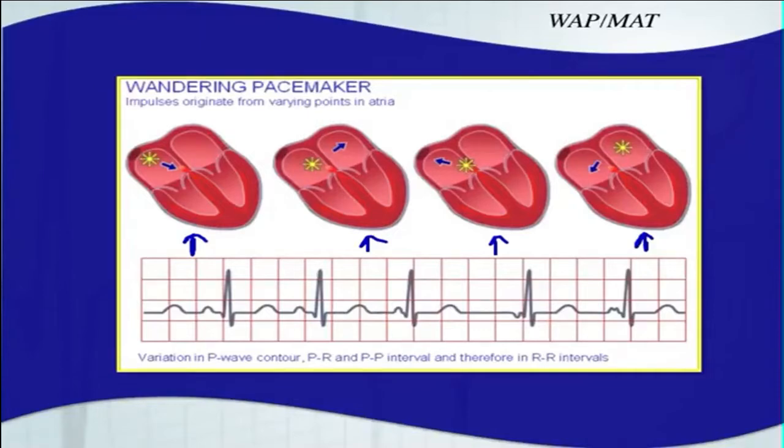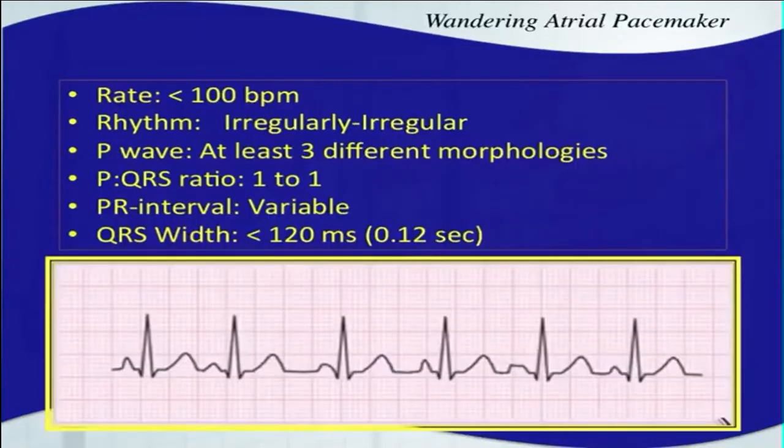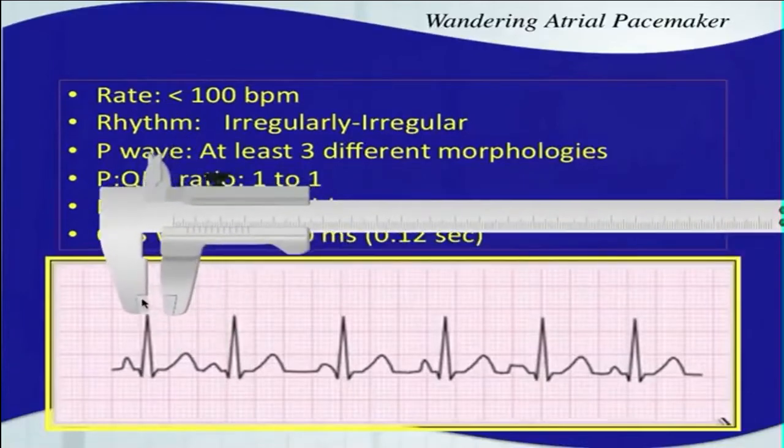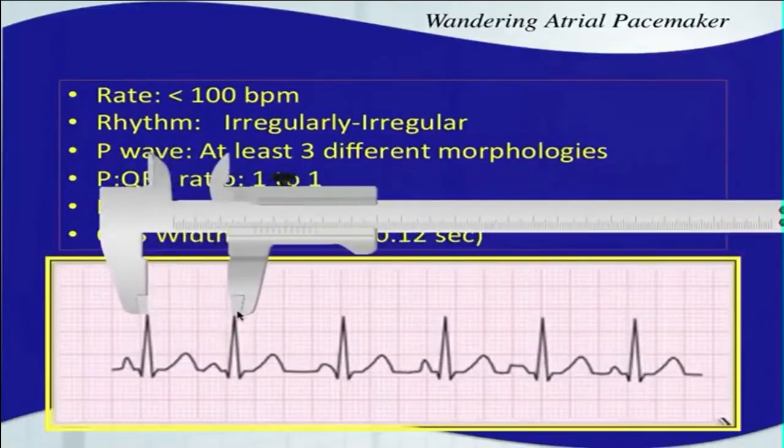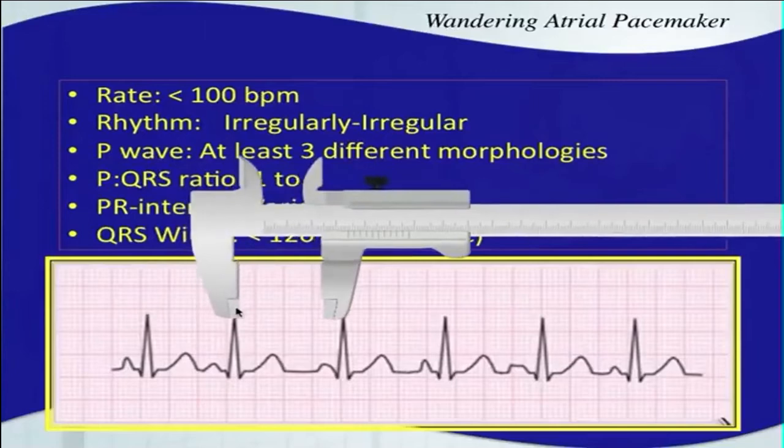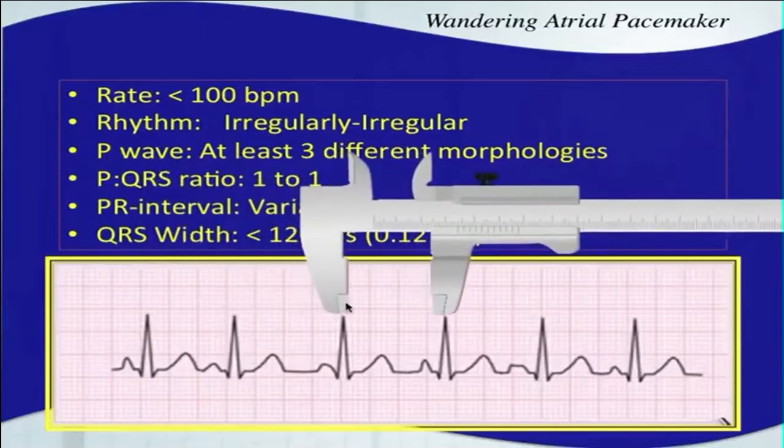So wandering atrial pacemaker, here are your rules. It's less than 100 beats per minute. That's an important rule. The rhythm is going to be irregularly irregular. You'll notice that this rhythm is going to change. It's not going to stay consistent like it does with a normal sinus rhythm. If we map those out, it does not stay consistent.